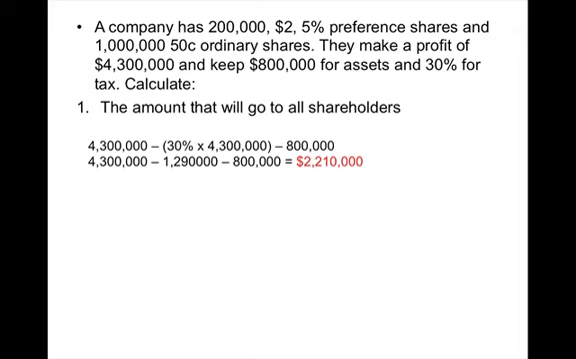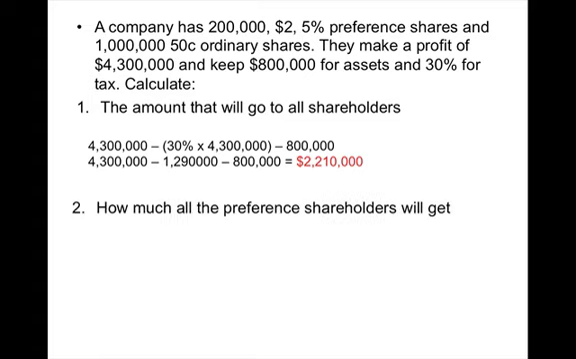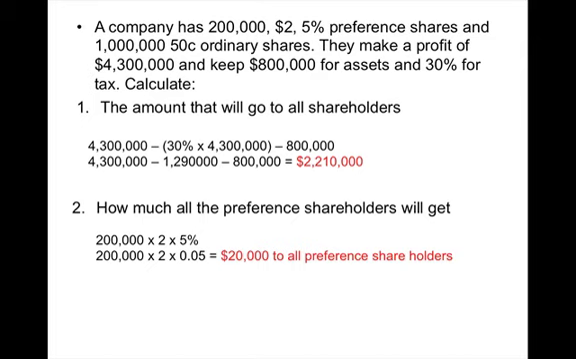That goes to everyone. Now remember, the preference shareholders get paid first. So how much will the preference shareholders get? Well, this is quite simple. You get the number of shares they have times by the par value times by the dividend rate. So that'll be 200,000 times by 2 times by 5. So they will get $20,000 goes to all the preference shareholders. Now this probably isn't the best question because I've made it up, but that's how it works. So regardless of the profit, 20 grand goes to all the preference shareholders.